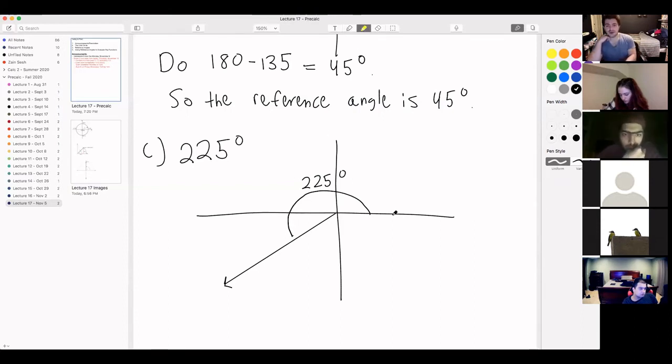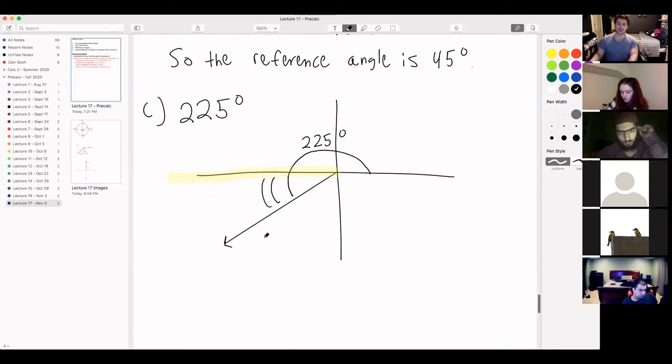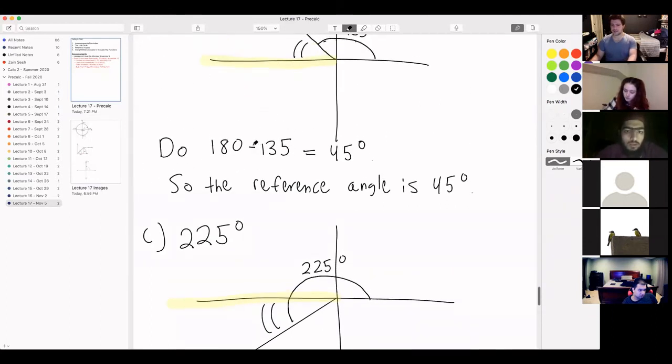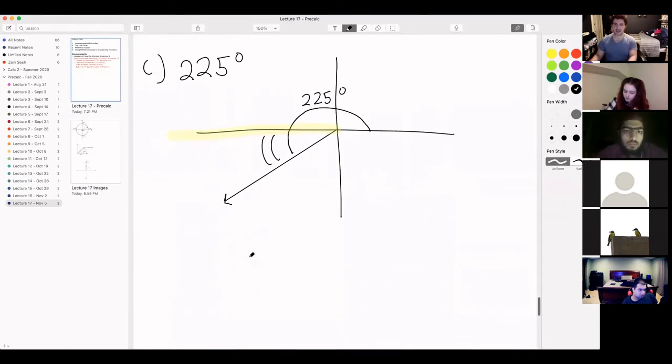Okay, good. So now we see what part of the x-axis is closest to this angle. Is it the negative part or the positive part? Well, it looks like it's closer to the negative part. So we need to look at the angle that this will make with the negative x-axis. So we're looking for this angle right here. Does anyone see how we could get this angle similarly to how we did it up here? Does anyone see the calculation?